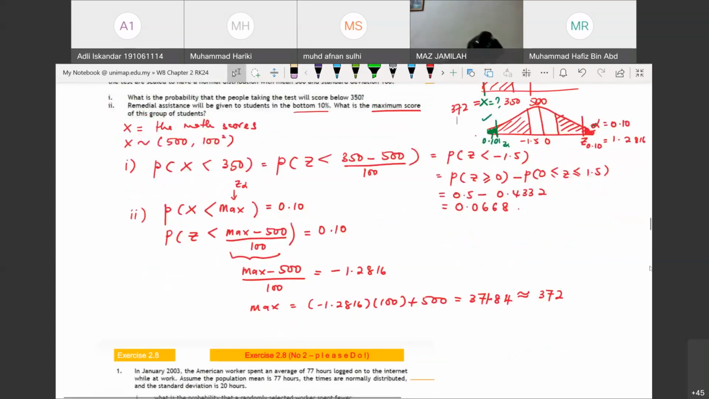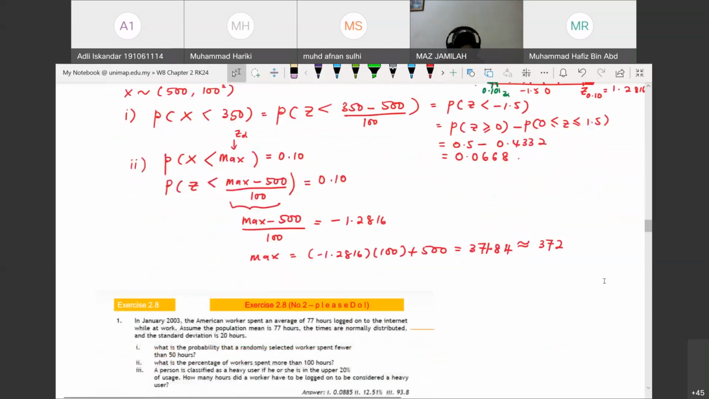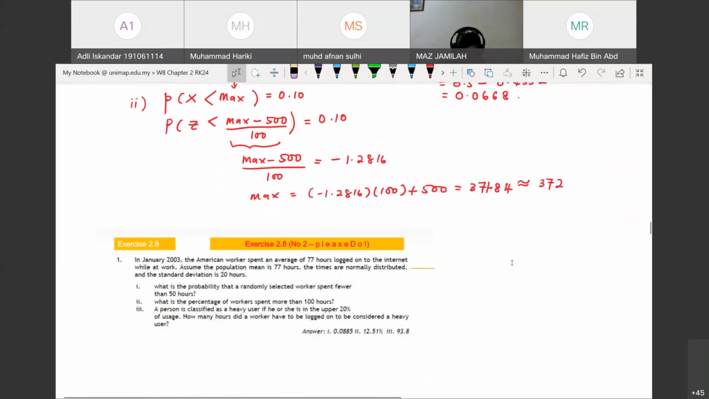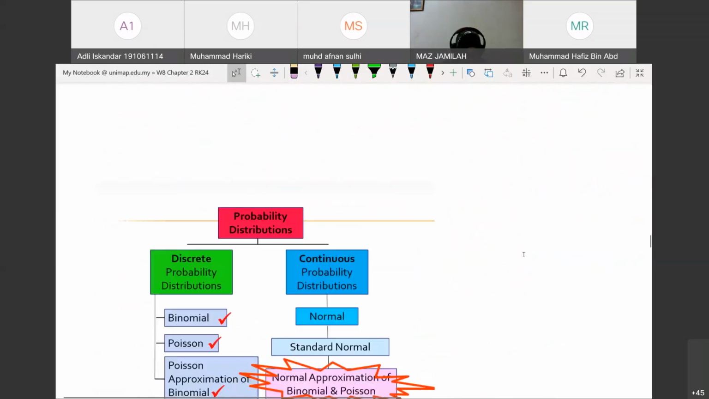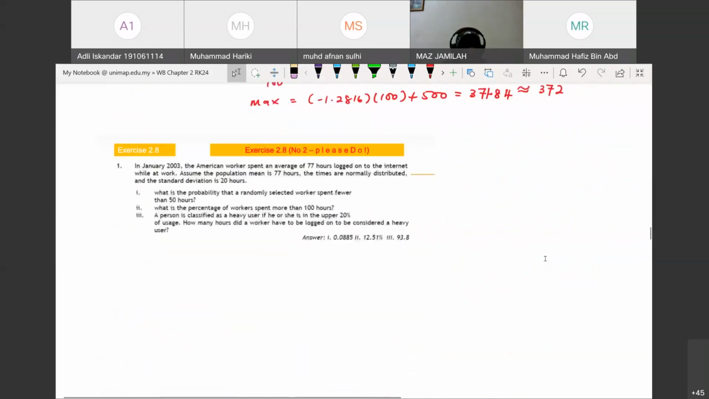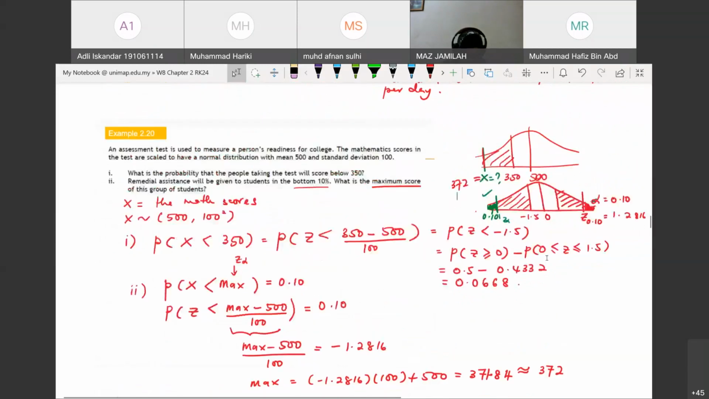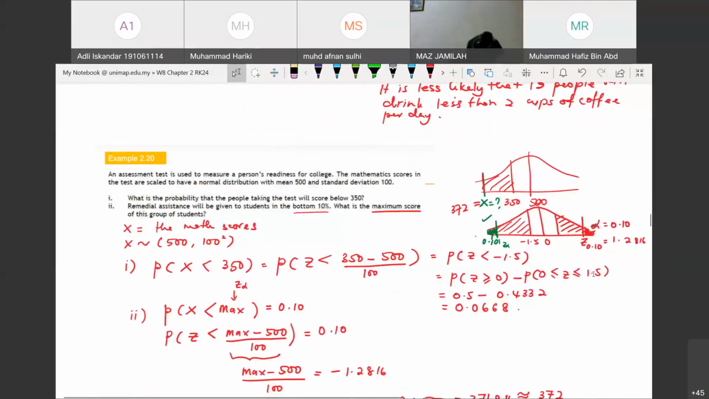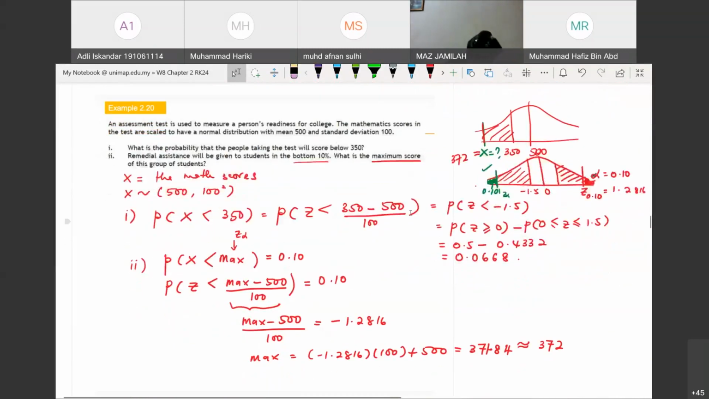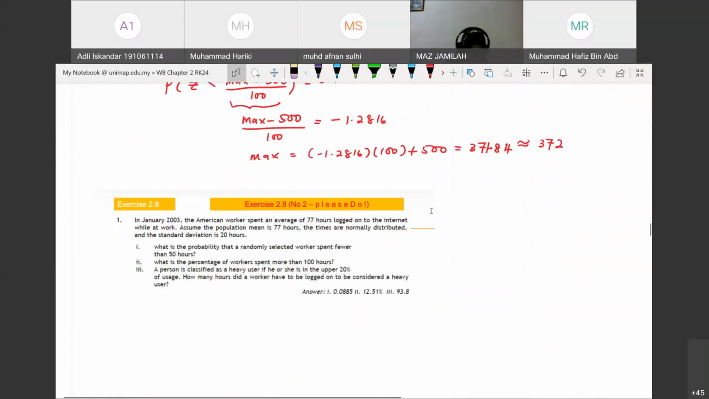Now, any questions before we move, class? Before we move to the exercise, I think I mixed up my slide here. There is no exercise. Example 220. Exercise 2.8. Okay, it's correct.